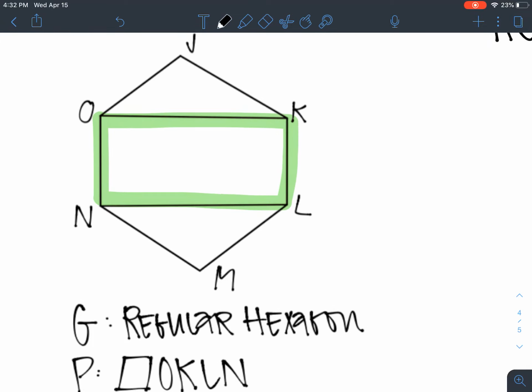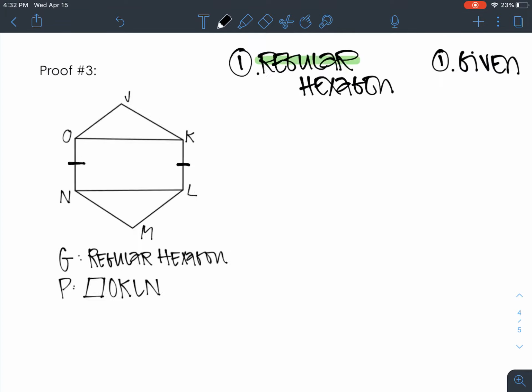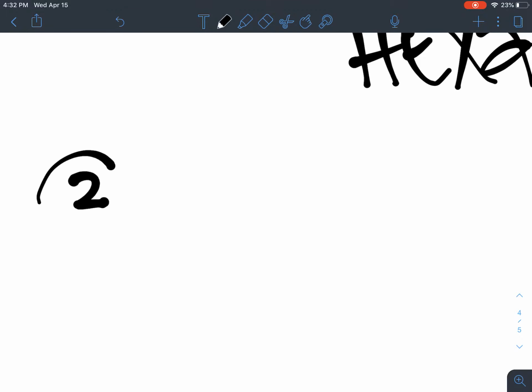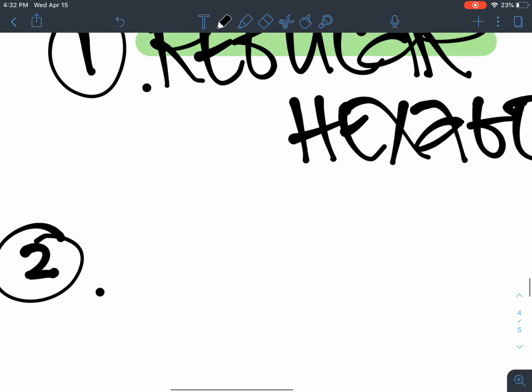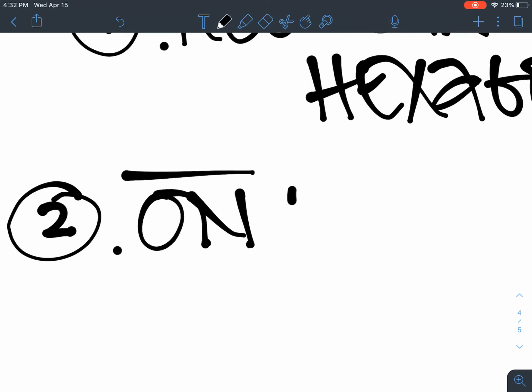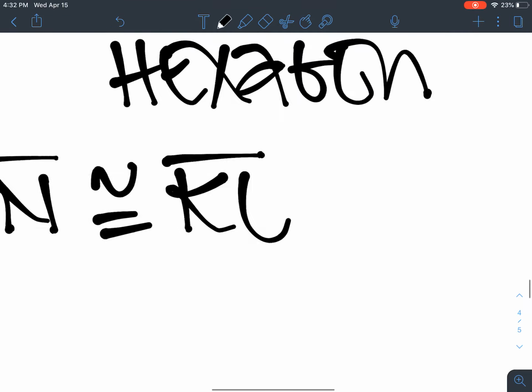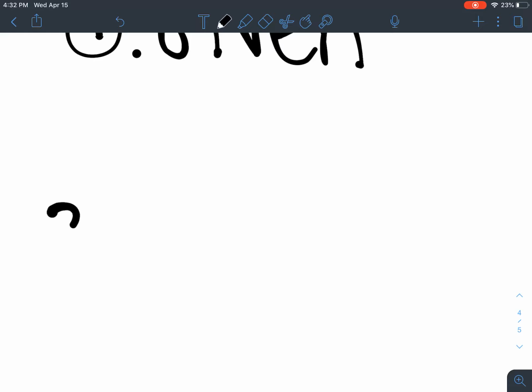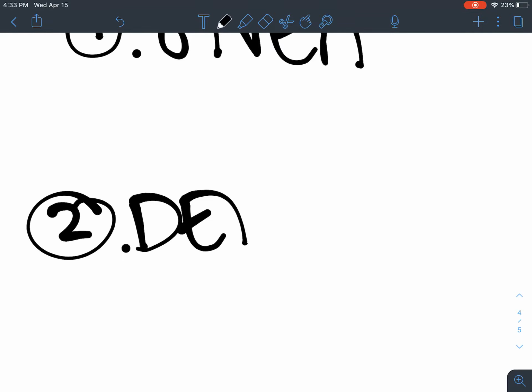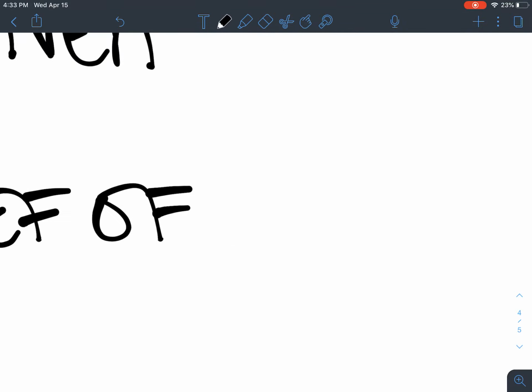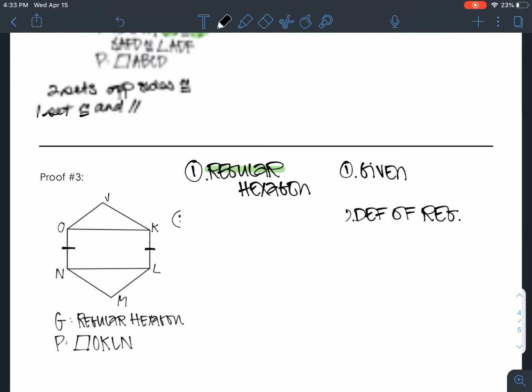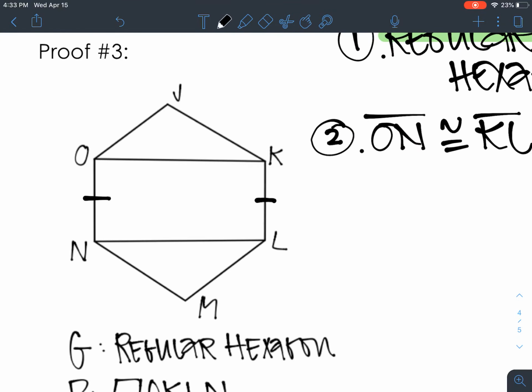But if I know that the hexagon is regular, don't I know that ON is congruent to KL? Couldn't I state that in there? That ON is congruent to KL, and that is through the definition of regular. And we're going to use that a lot. So from here, we have one set of sides that are congruent. So that means that we are either going to use both sets of opposite sides are congruent, or one set of sides are both congruent and parallel.